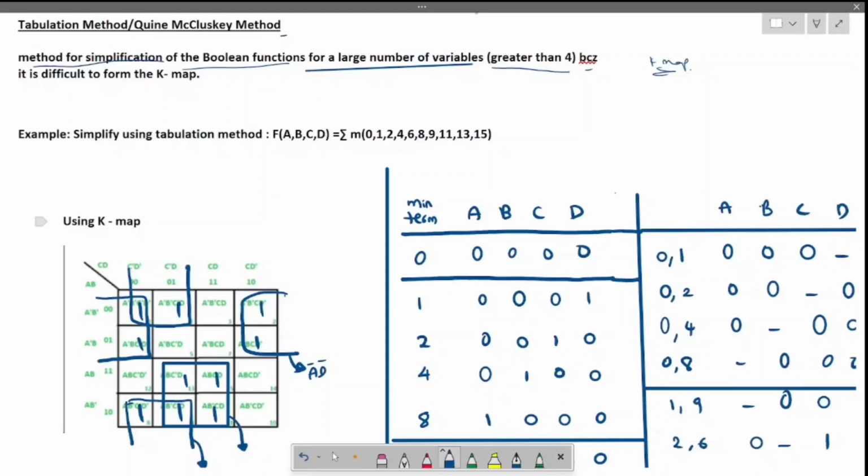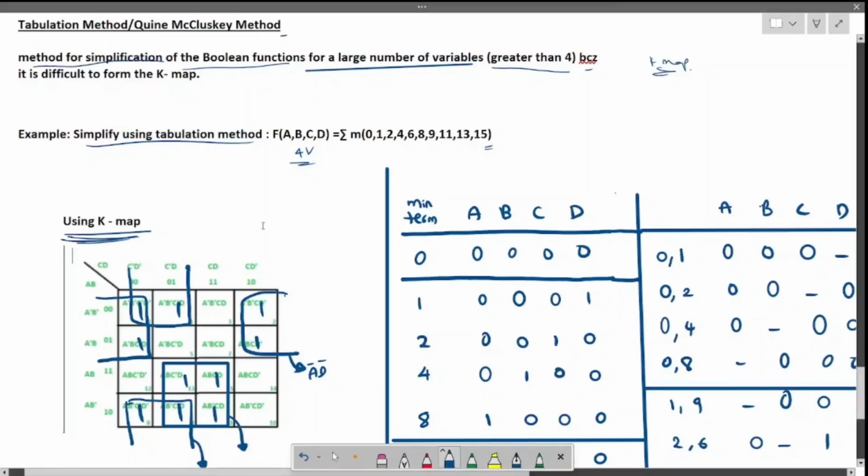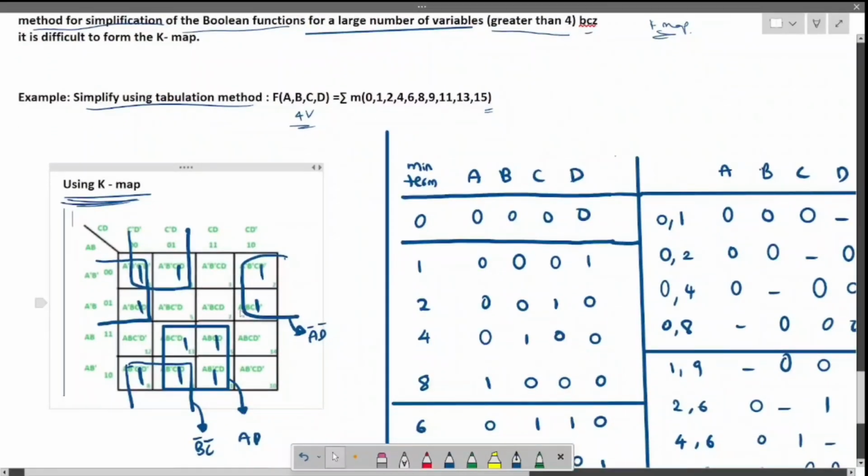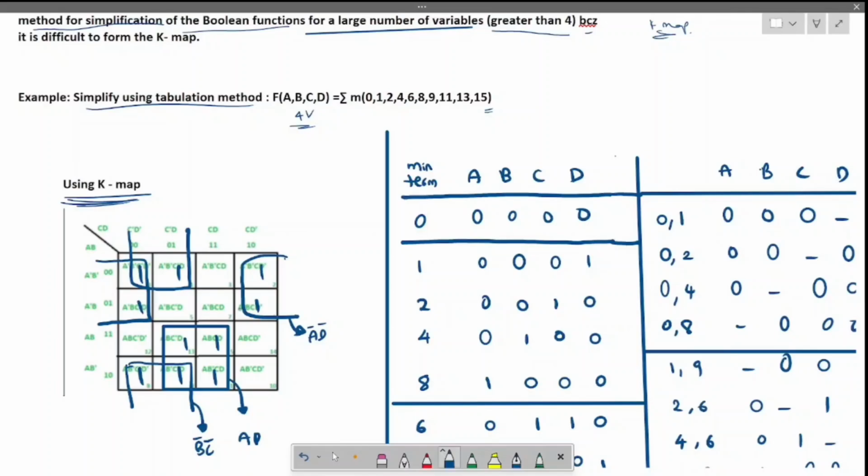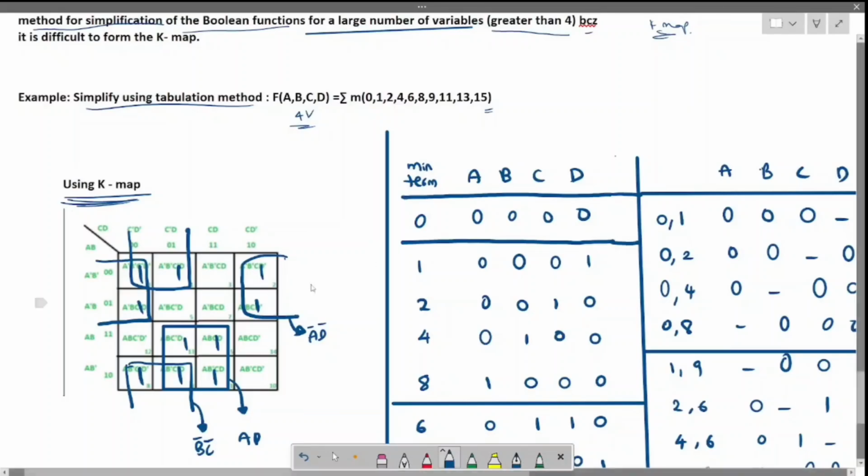Now let us move into the example. Simplify using the tabulation method. Here it is a 4 variable function, and these are the minterms that are given. With the K-map, if we simplify this, we will get the Boolean expression like B bar C bar, AD, and A bar D bar. Now let us see if we get the same thing with the tabulation or not.